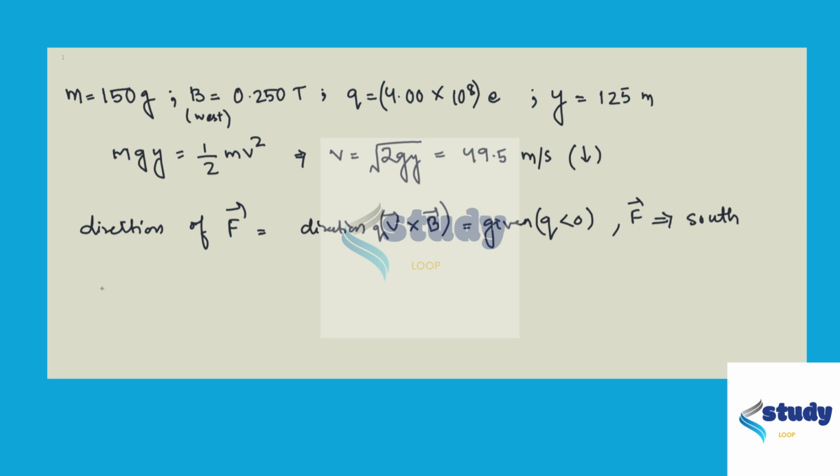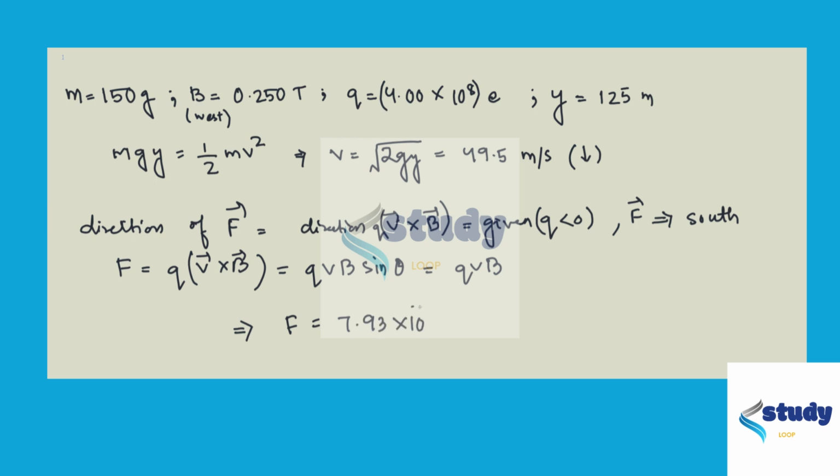So yeah. Now let's find the magnitude of force. So this is basically q times v cross B, as I wrote over here. This means that this is q v B sin theta, and theta is 90 degrees here because these two are perpendicular, and sin 90 is just 1. So we solve this and we get this value of force to be 7.93 times 10 to the power minus 10 newtons.